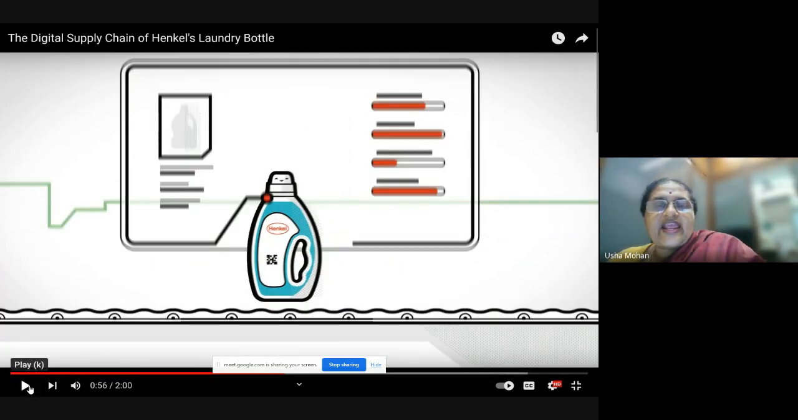So you can see the entire product life cycle is captured in a barcode, and this barcode will tell about everything about this product, including the quality attributes. And these quality attributes help us detect whether a bad product is there at a much earlier stage itself.